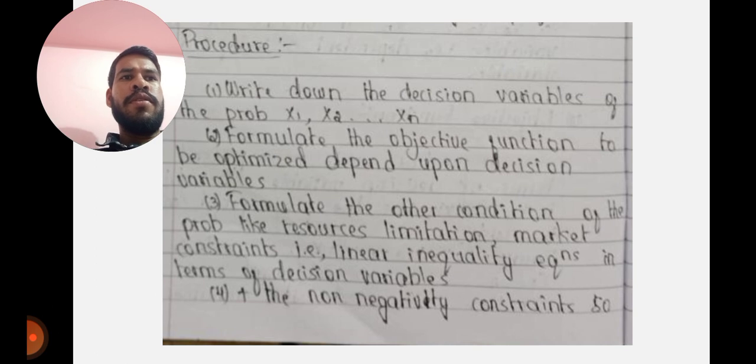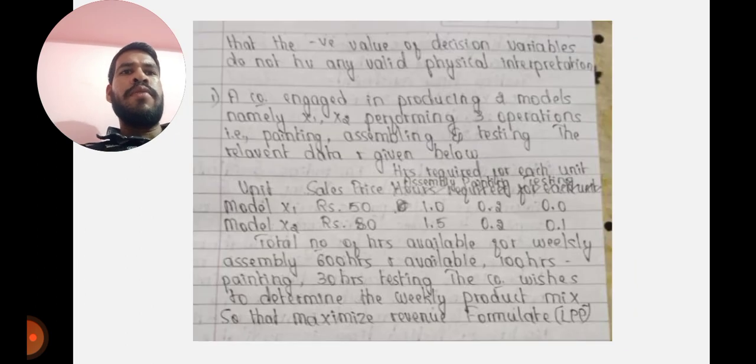Procedure. Write down the decision variables of the problem, x1, x2, xn. Formulate the objective function to be optimized, dependent upon the decision variables. Formulate the other conditions of the problem, like resources, limitations and market constraints, as linear inequalities in terms of decision variables. Add the non-negativity constraints, so that the values of decision variables do not have any invalid physical interpretation.